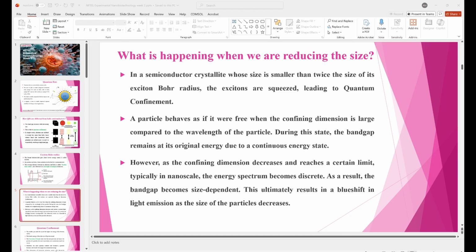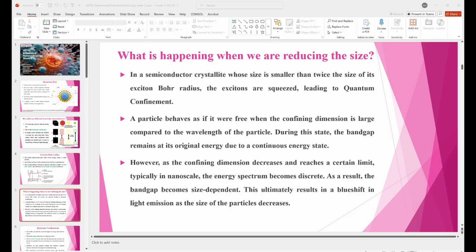The uncertainty principle states that the more precisely one knows the position of a particle, the more uncertainty in its momentum, and vice versa. So we all know that the uncertainty principle says if you know the position of the particle, then there is uncertainty in the momentum. If you know the momentum of the particle, then you don't know the position of the particle. So you know only one parameter.